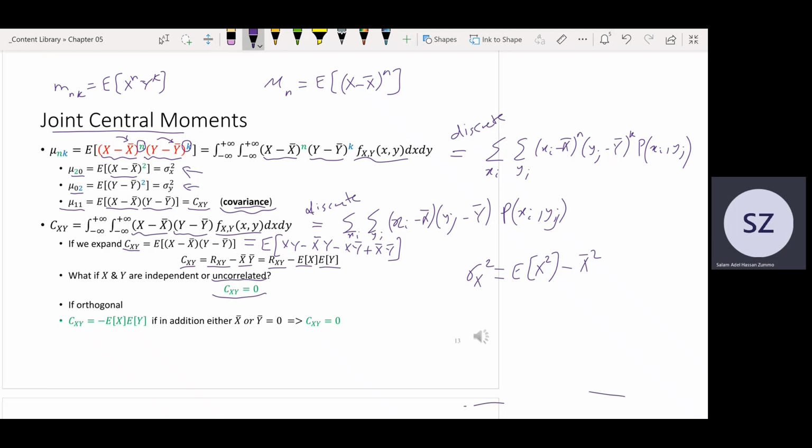Okay, so if x and y are uncorrelated, that means cxy equals zero. If they are orthogonal, then the correlation becomes zero, which means that the covariance equals the negative of the product of the two means. If one of them has zero mean, then basically the covariance will be equal to the correlation.